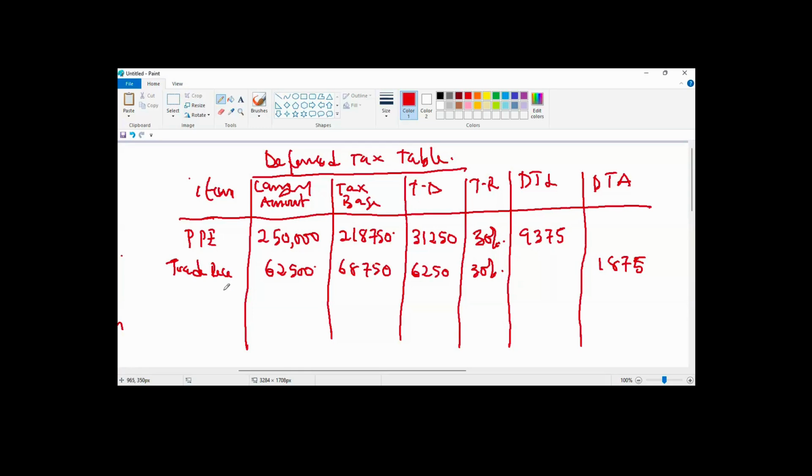The next one, interest receivable. How much is the interest receivable? 1,250. That is the carrying amount given. What do they say about interest? Go to the additional information too. Interest is taxed on cash basis. What would be the tax base? It is 0.